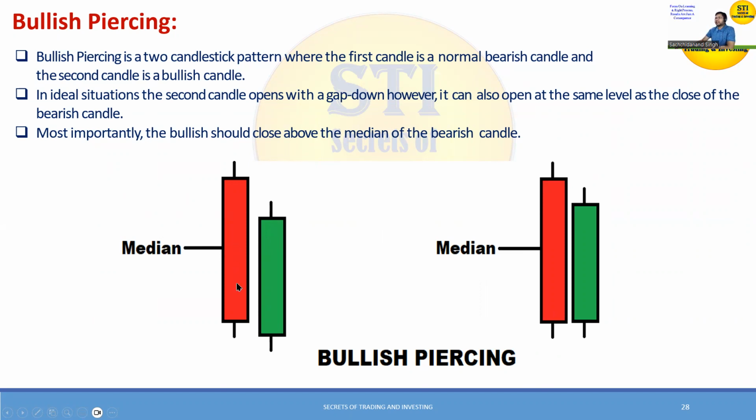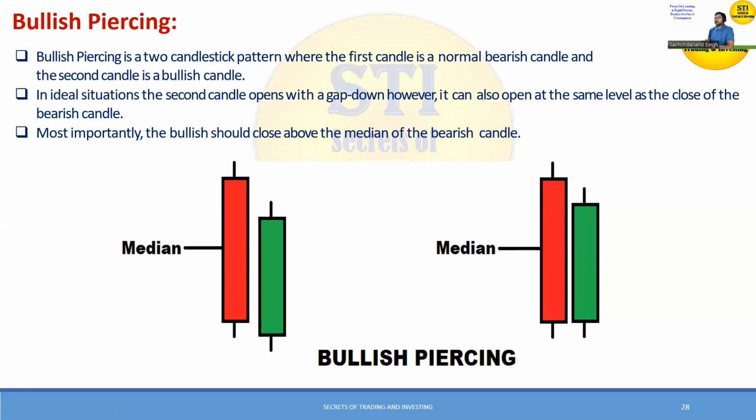But the main point is it should be closing above the median of the red candle. So even if it starts forming a little bit lower or at the same level, it should close above the median of the red candle. If you can see such a candlestick formation, you can treat it as a bullish candle, and the name of that kind of candle is bullish piercing.